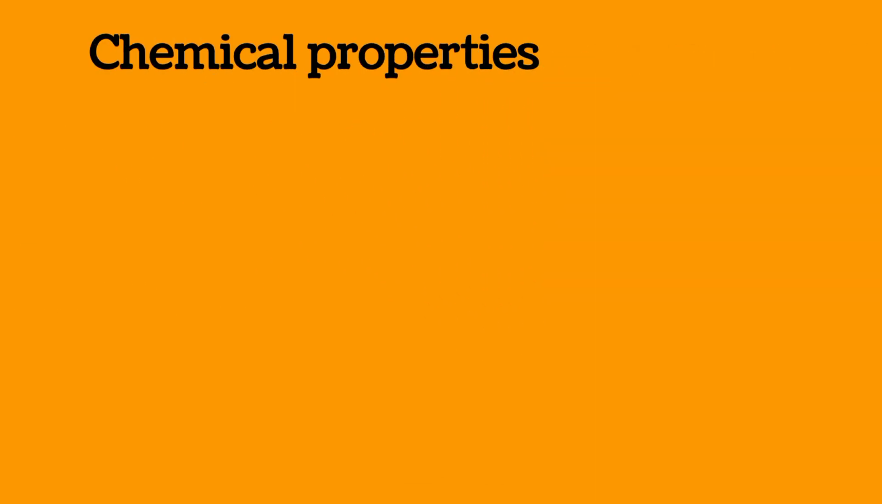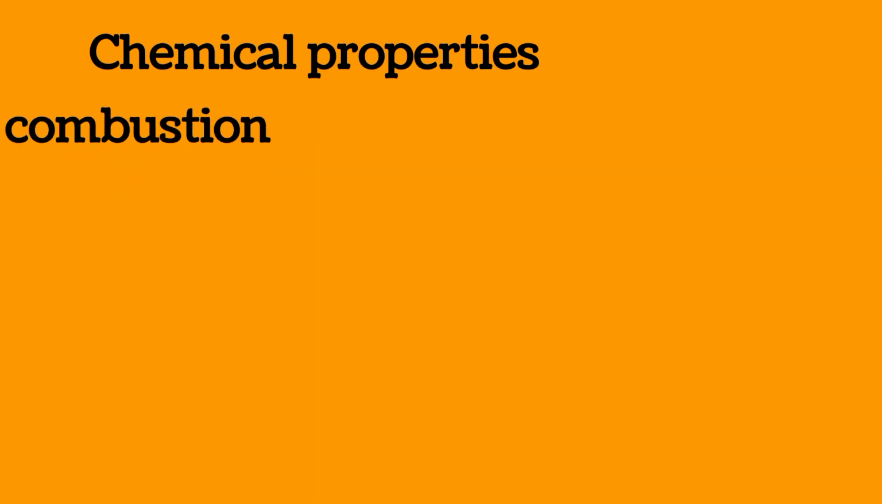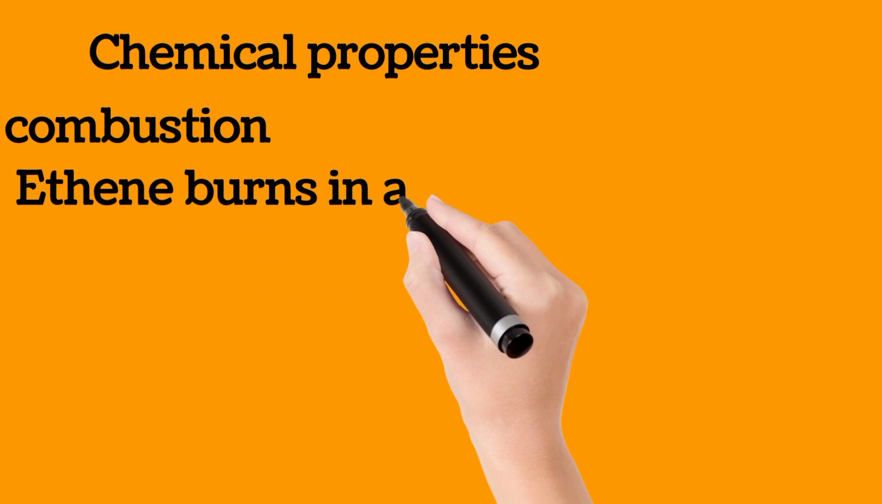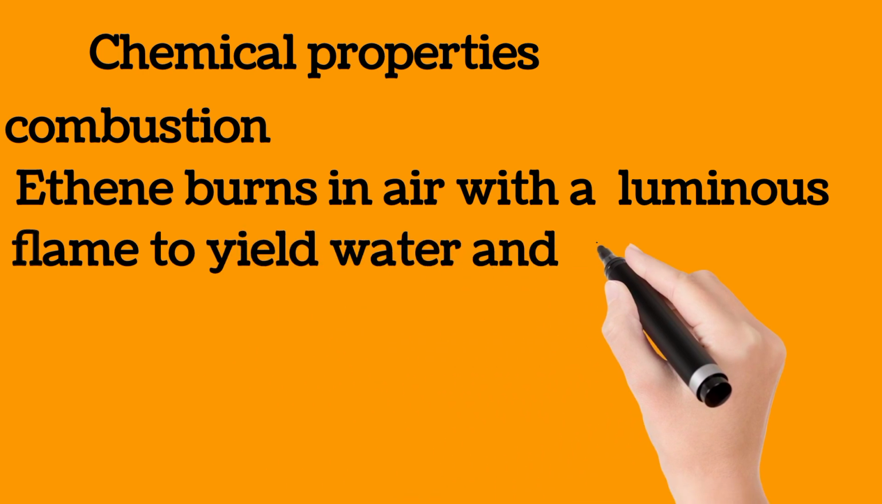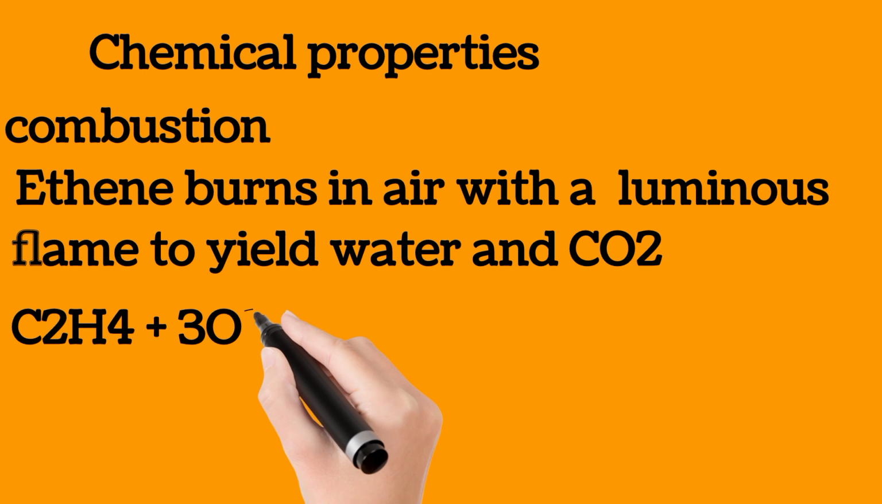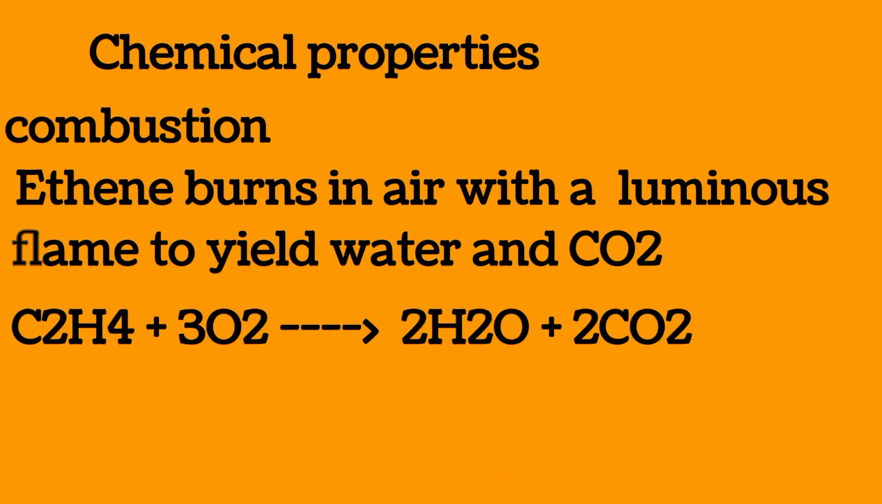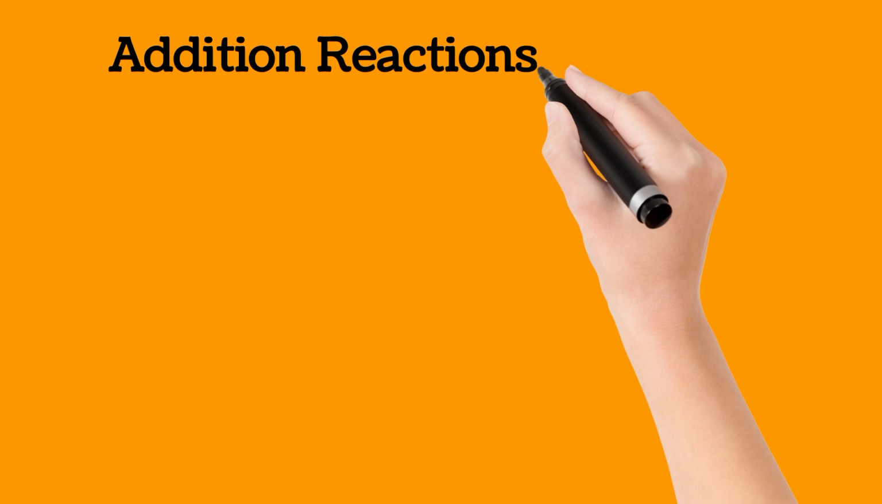Chemical properties. Combustion. Ethene burns readily in air or oxygen with a smoky and luminous flame because of its high proportion by mass of carbon. In the process, it oxidizes completely to form water and carbon(IV) oxide as shown in the equation. Ethene forms an explosive mixture when mixed with air or oxygen.